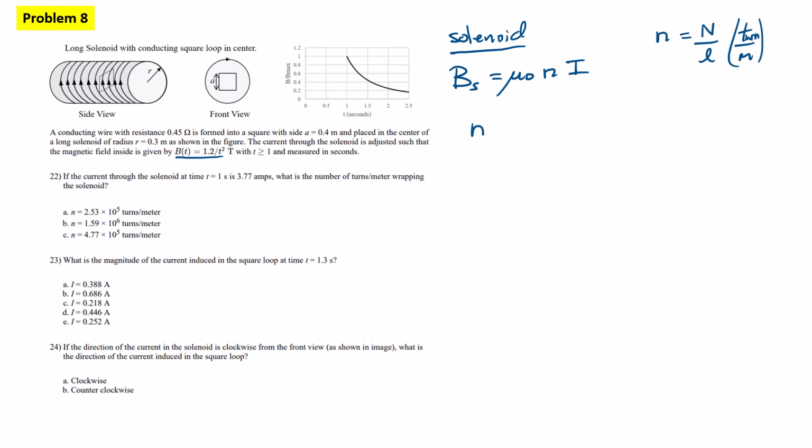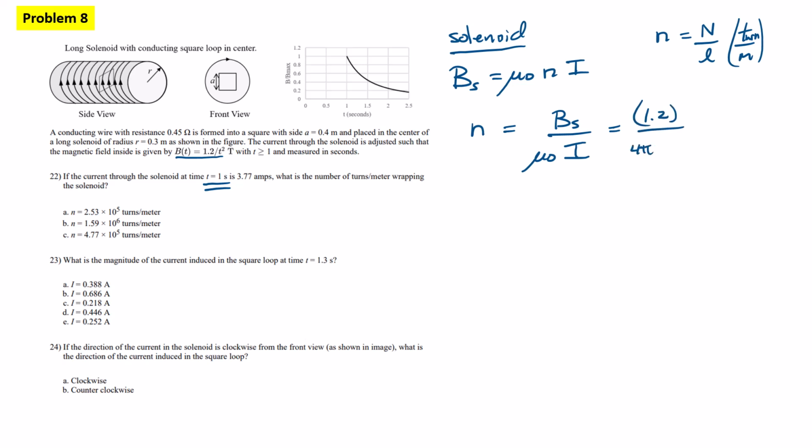What is little n? All right, so we have B divided by mu0 multiplied by the current. If I know all of those values, I can now solve. The magnetic field is given by this time dependence, but we're really looking only at 1 second. So the field at 1 second is really 1.2 Tesla. So that's pretty easy. So here you just do 1.2.